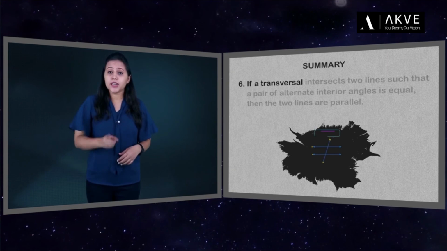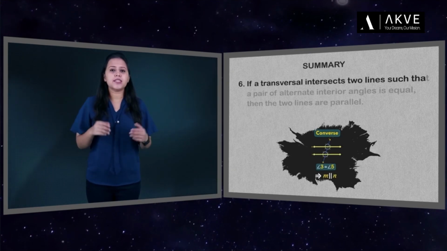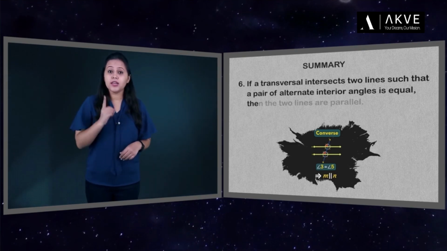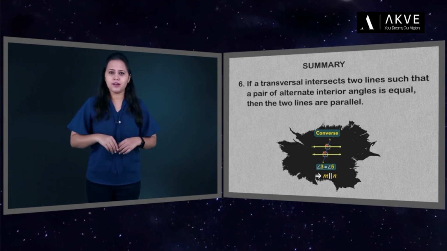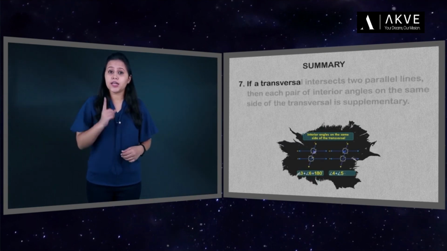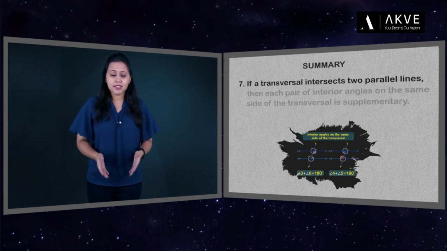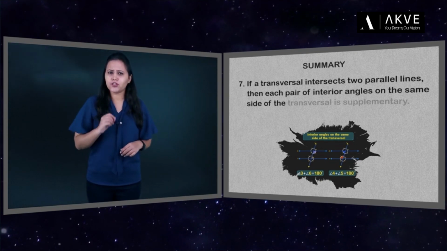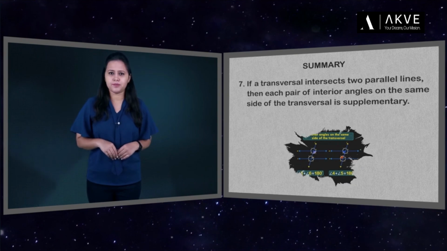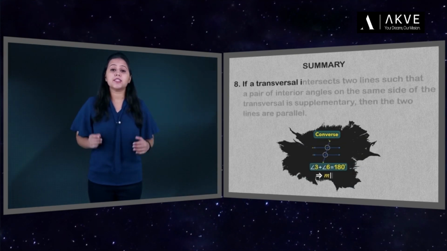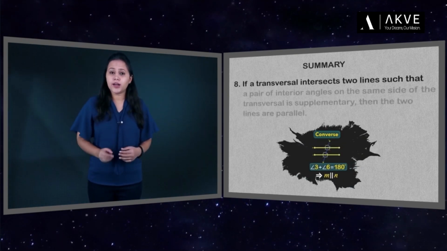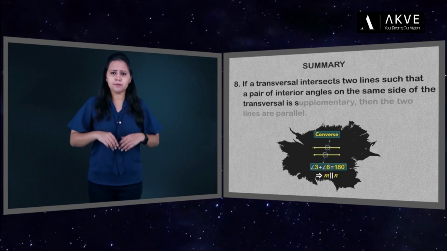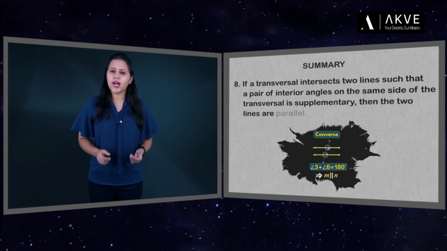If a transversal intersects two lines such that a pair of alternate interior angles is equal, then the two lines are parallel. If a transversal intersects two parallel lines, then each pair of interior angles on the same side of the transversal is supplementary. If a transversal intersects two lines such that a pair of interior angles on the same side of the transversal is supplementary, then the two lines are parallel.